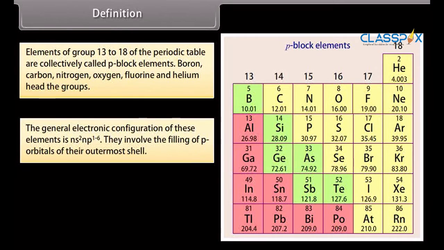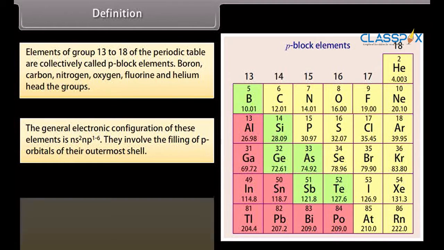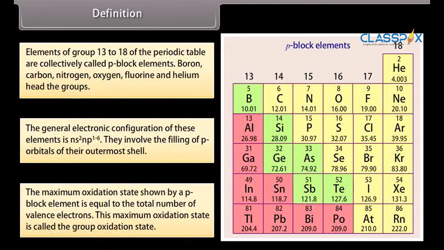The general electronic configuration of these elements is ns2 np1-6. They involve the filling of p orbitals of their outermost shell. The maximum oxidation state shown by a P block element is equal to the total number of valence electrons. This maximum oxidation state is called the group oxidation state.